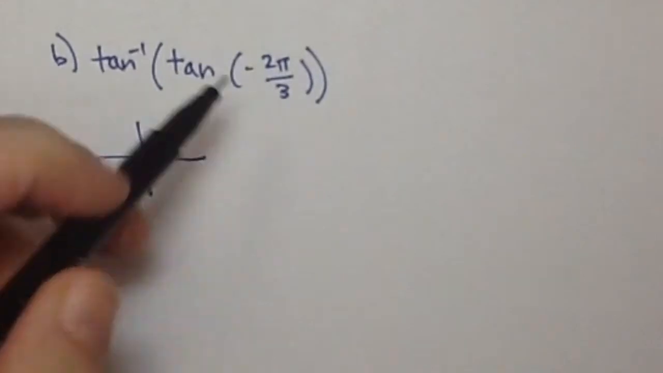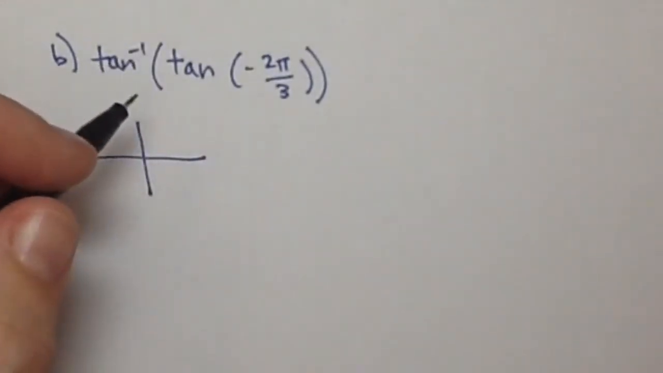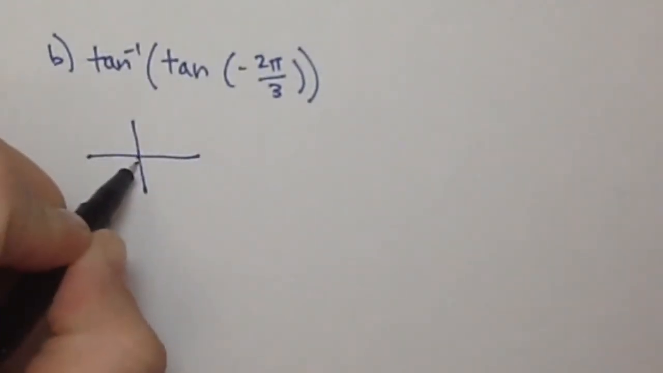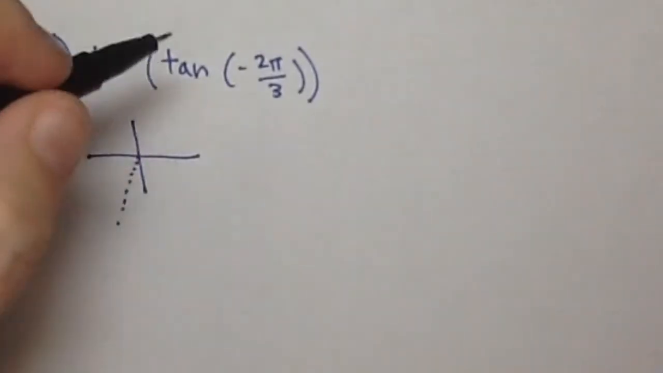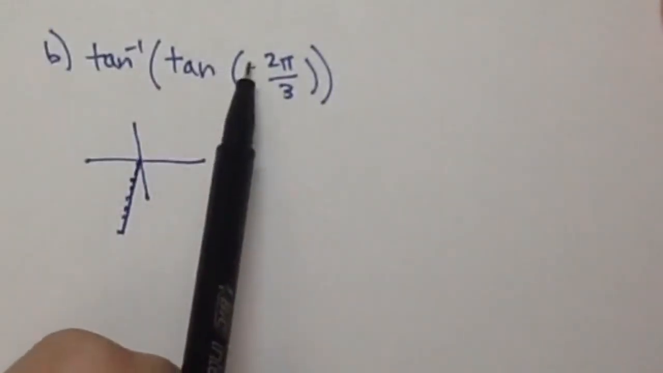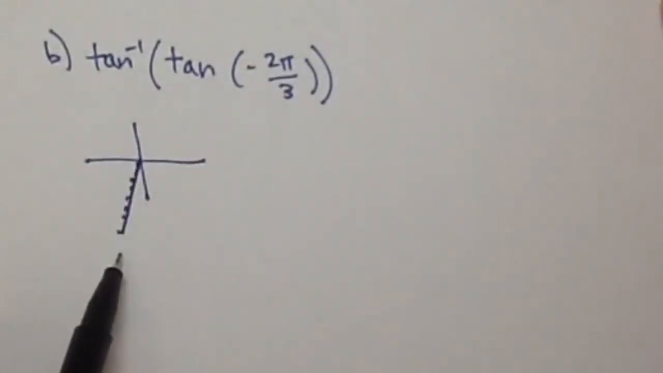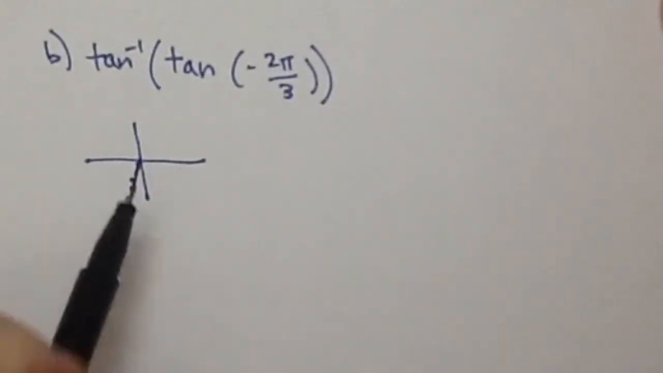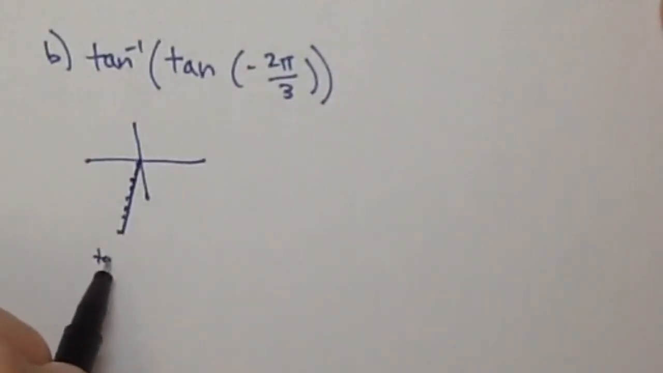So negative 2 pi over 3 is here. The angle we started with was negative 2 pi over 3, which winds up here. It is coterminal with 4 pi over 3. Okay, so the tangent of this angle is the square root of 3.